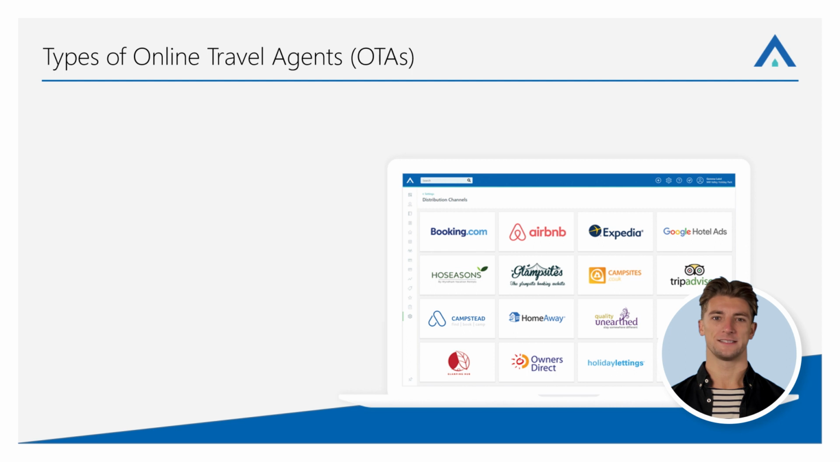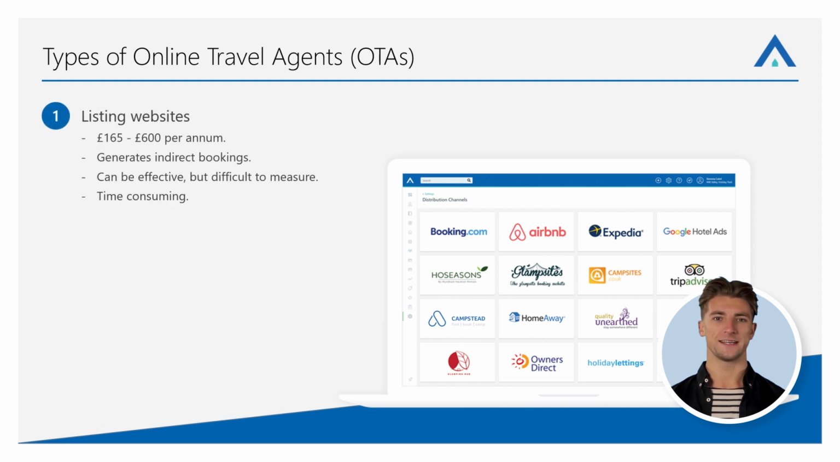There are lots of places online that you can use to advertise, whether that's for camping pitches or rental accommodation. Generally, we find that there are three main types of online travel agent. Firstly, there are basic listing sites. These provide just a listing, such as Quirky.com, camping.info, or Go Glamping. And you usually pay a set annual fee to advertise.